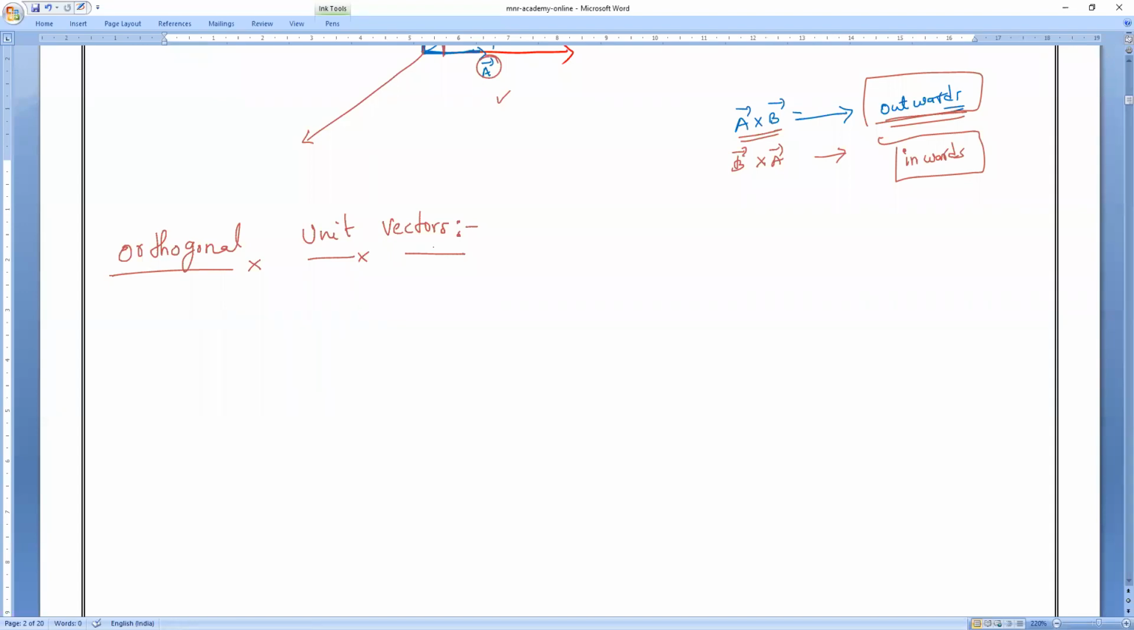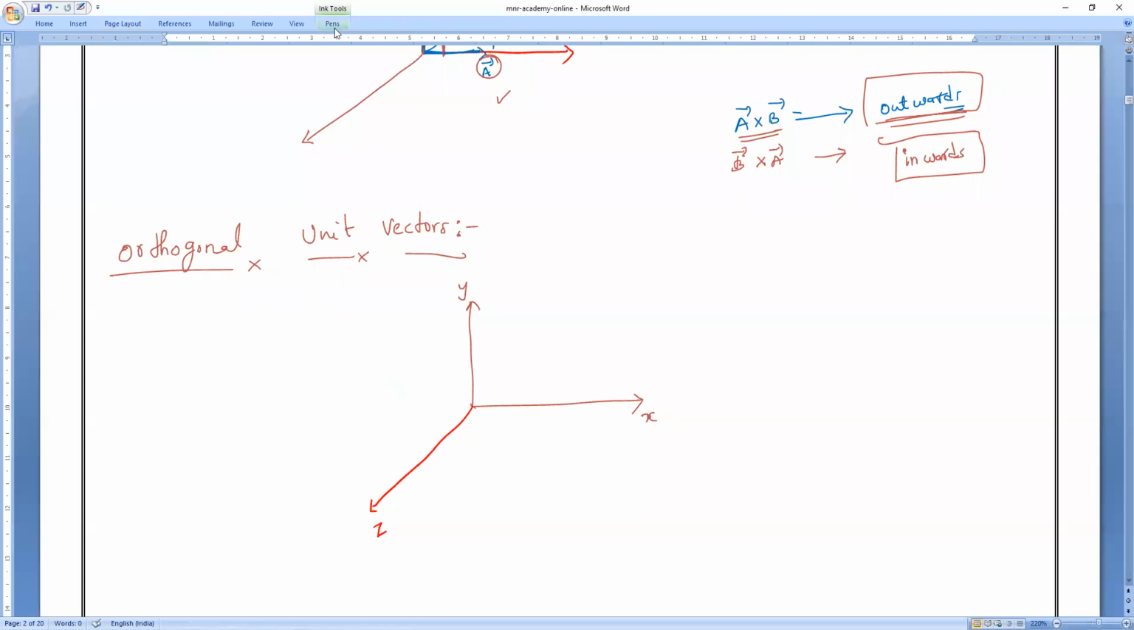Now the cross product. I'm taking 3 orthogonal unit vectors, 3 axes. This is the y axis, this is the x axis, and the z axis is always perpendicular to xy. Is it right or wrong? The angle between any two of them is 90 degrees. Between y and z it is 90, x and y also 90, x and z also 90. That is what you have to remember.